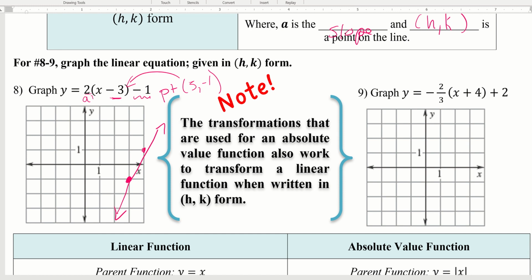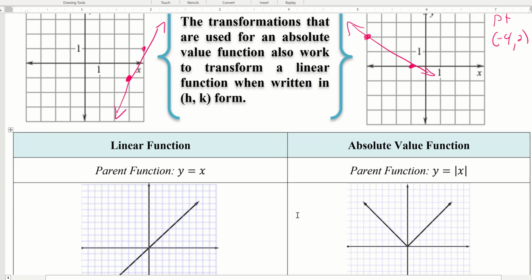Okay. We have parentheses here. So to get our first point, we do opposite h, so -4, keep the k, 2. So -4, 2. And then our slope, this is our a value. So slope is now fall 2, run 3. Fall 2, run 3. Okay, notice how I didn't go to the left. The negative tells me to fall first instead of rise, but it's always to the right. Okay, so you're going to either rise and go to the right or fall and go to the right.